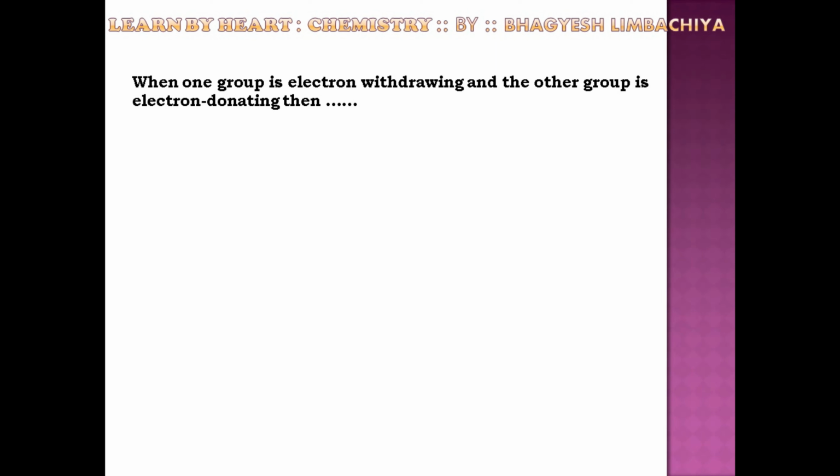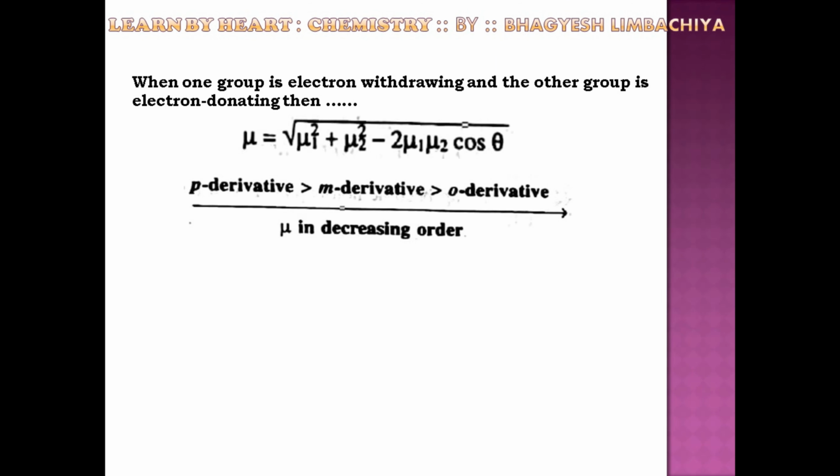If one group is electron withdrawing and the other is electron donating, then the formula of overall dipole moment is under root mu1 square plus mu2 square minus 2 mu1 mu2 cos theta. See, at that time the para derivative has the highest mu value, ortho has the lowest mu value.